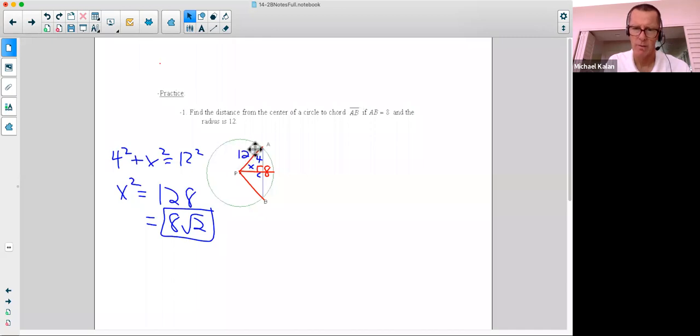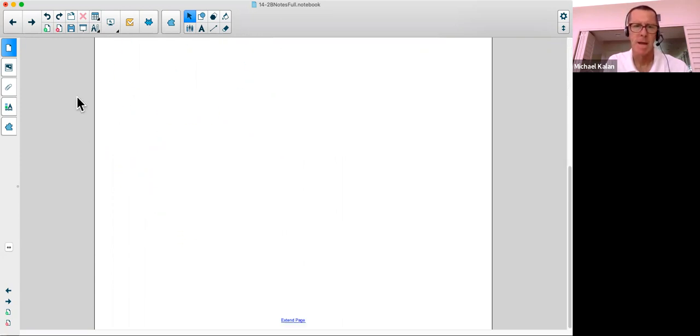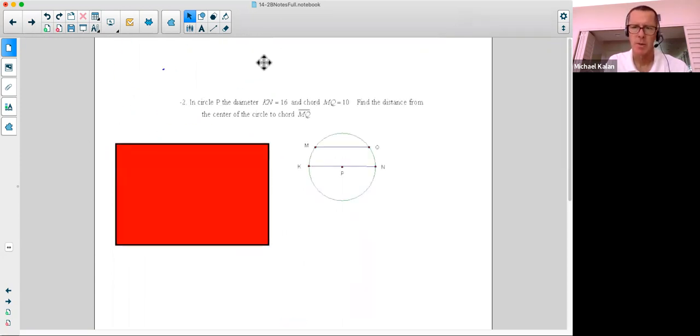We have 12, right? So what is the distance? Well, it's the length of this segment x, right? So x squared plus 4 squared is going to equal 12 squared. And what's that? 144 minus 16, 128, and then that is 64 times 2, so 8 root 2. Okay, yay. All right, try this one.